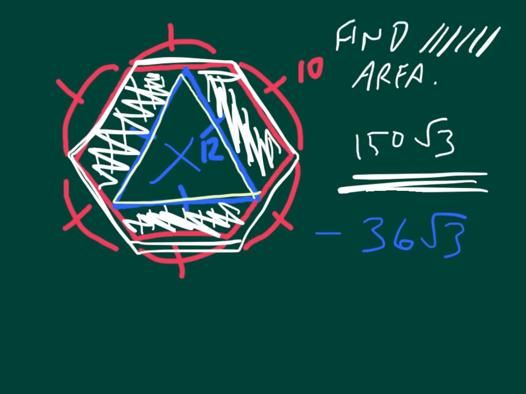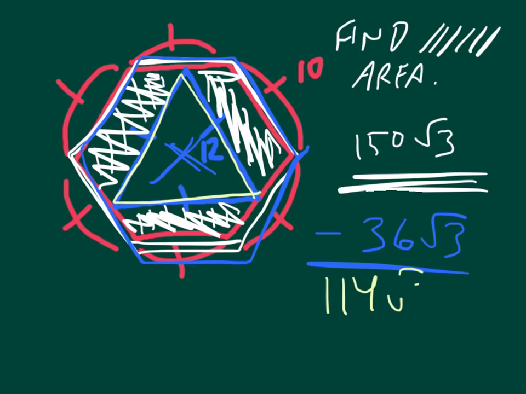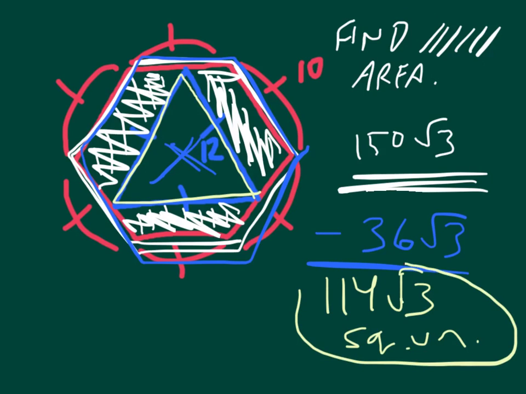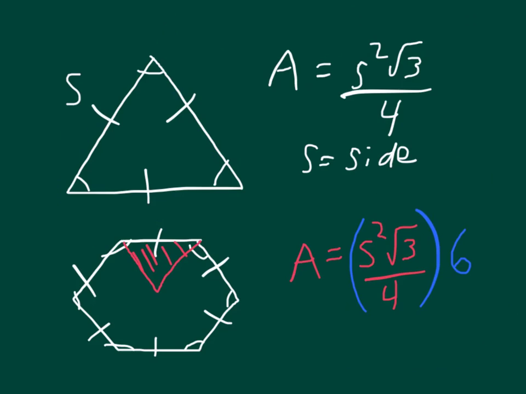So you have 150 √3 for all of this, and then you take this middle part and subtract it out. So we got 150 √3 minus 36 √3. What is that? 4 gets us up to 40, 14, maybe 114. I think it's 114 √3. And that would be in square units as well. And so that finishes that one off.